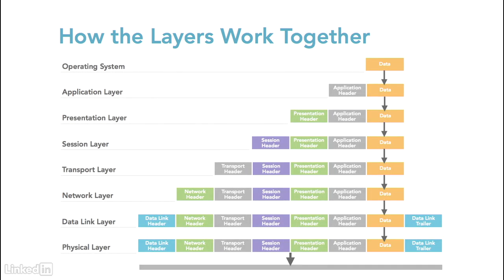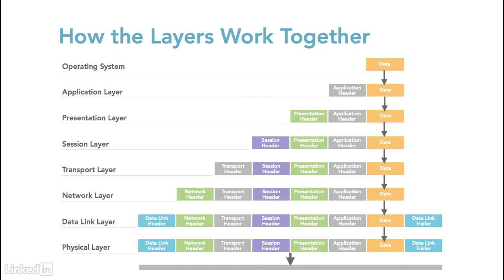In this first diagram, we see how we start out with data coming from the operating system, or more accurately, coming from applications running on the operating system, and we see how each layer of the OSI model adds its own unique header. Now, each one of these headers gives information to the computer on the other end about the data that is being transmitted. The application layer header, for example, tells the computer on the other end what applications or services running on the operating system are being used for this data.